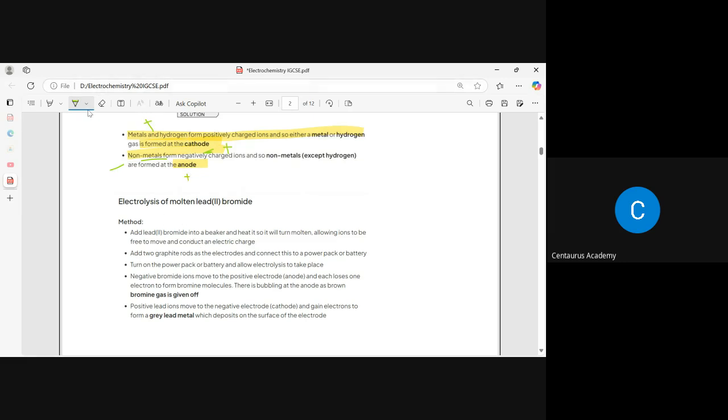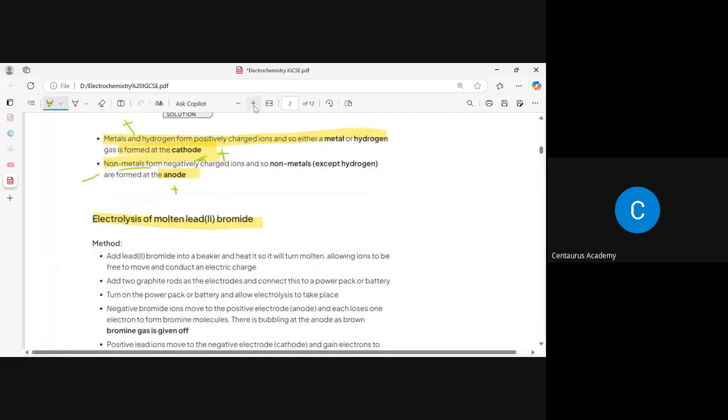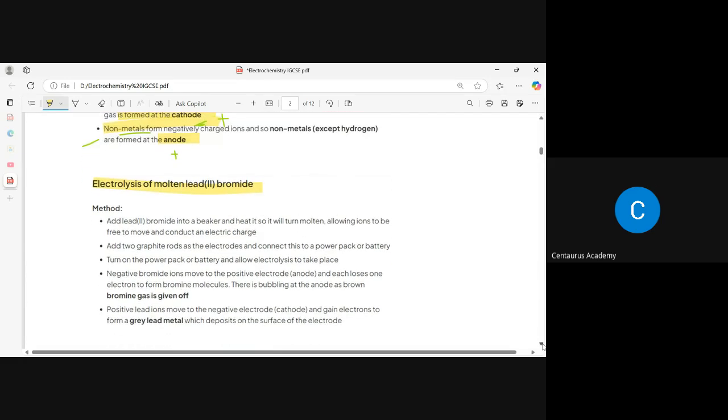Okay. For instance, if you look into this one, this is the electrolysis of molten lead(II) bromide. Here they say that first, lead(II) bromide is placed within a beaker. It is heated so that it turns molten, and allows the ions to be freely mobile so that they're able to carry electric charge. And 2 graphite rods are dipped as electrodes within the electrolyte, and they're connected to the power pack or the battery. Then the power pack is turned on to allow the electrolysis to take place.